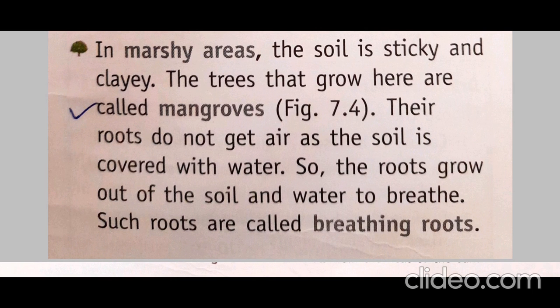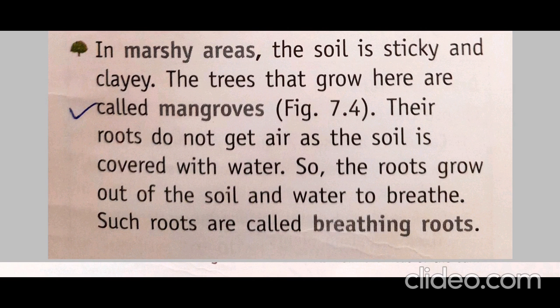Their roots do not get air as the soil is covered with water. See the figure in your textbook. Their soil is covered with water, so they won't get sufficient air to survive. So the roots grow out of the soil and water to breathe. Such roots are called breathing roots. Mangroves mostly grow in marshy areas.